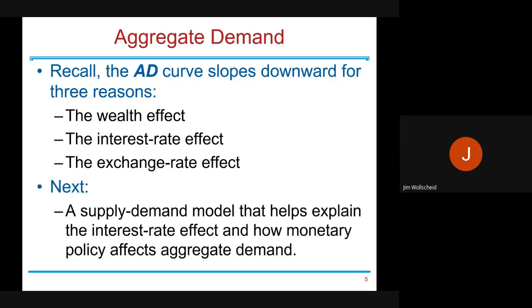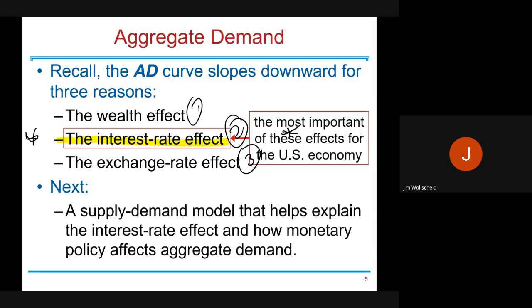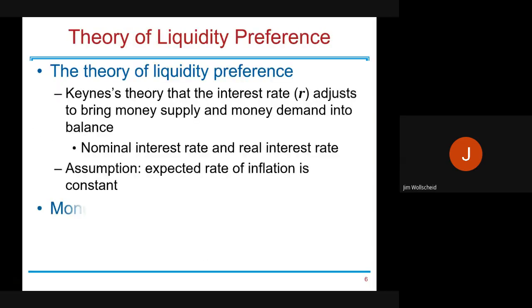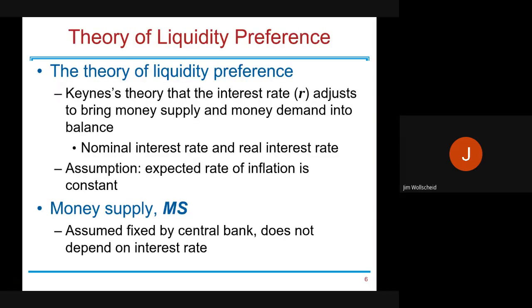So, quick reminder: for aggregate demand, we have the three effects of why it slopes downward. We talked a little bit last week about which one's the most important, the interest rate effect. So what we're going to do is focus on how this interest rate effect comes to be and how we utilize it and take advantage of it. The idea, speculated by Keynes, is called the theory of liquidity preference.